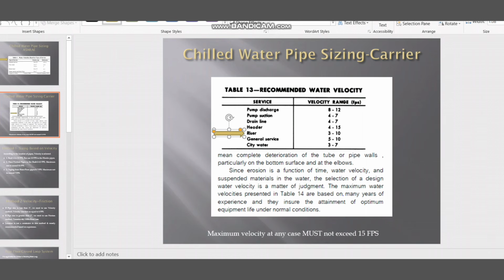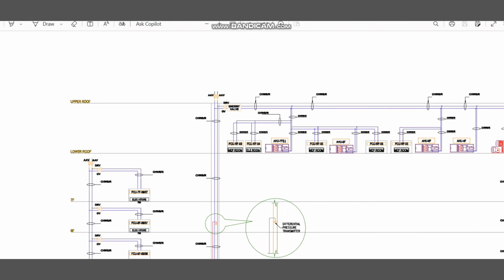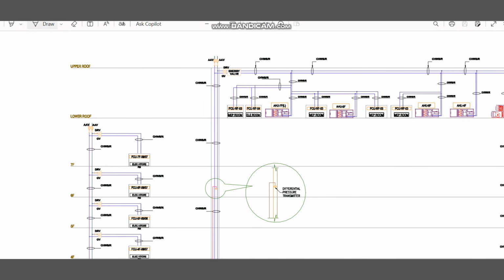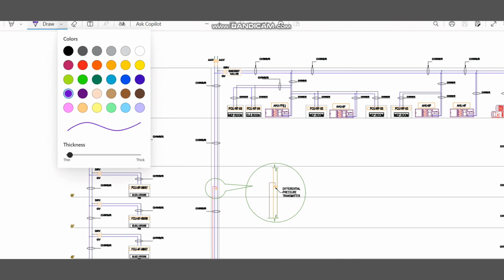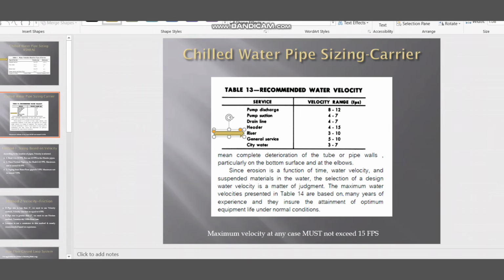Let me show where they are pointing to in this position. For example, this is the riser diagram that you see here. I will highlight here also. Okay, so you can see this line. This is the riser line, and the maximum velocity for the riser line as per this is 3 to 10 feet per second, which you have to follow.